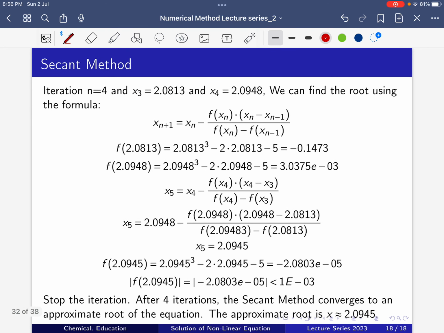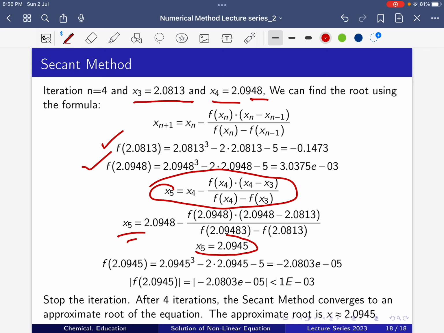Now x3 is 2.0813 and x4 is 2.0948. First we calculate the function values, then x5 using this formula, and if we plug in all these values, x5 will be 2.0945. If we calculate the function value at x5, we get minus 2.0803e-5. Taking the absolute value, it is less than 1e-3, so that is desired. So now this is the root of the equation.